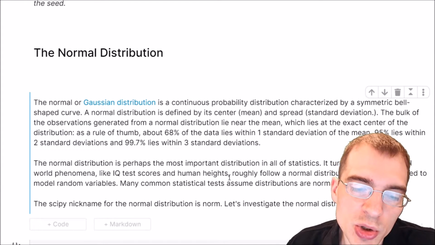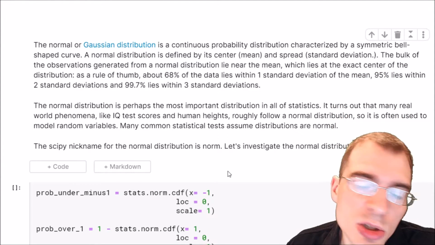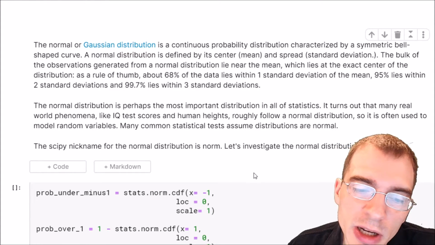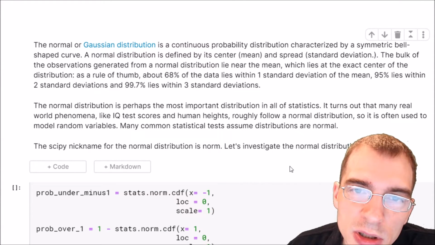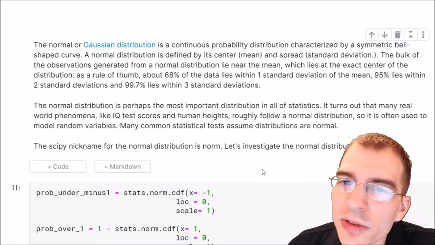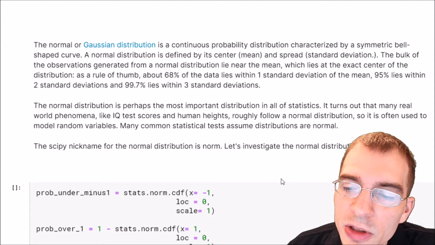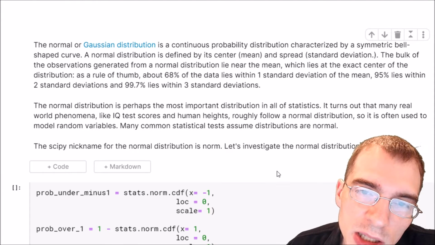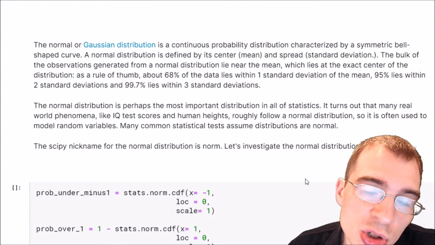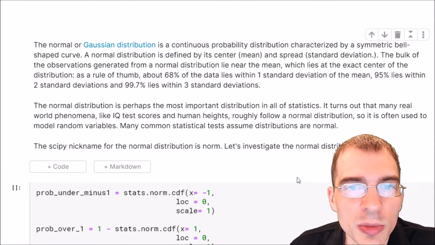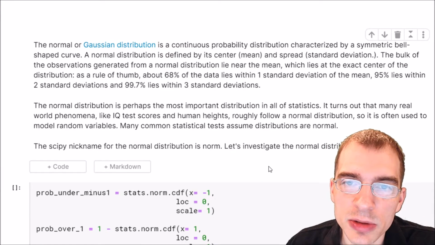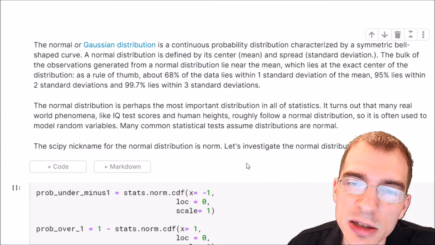The normal distribution is perhaps the most important distribution in all of statistics because it turns out that many real-world phenomena like IQ test scores, the range of human heights, and other things found in nature follow a roughly normal distribution. So it is often used to model random variables, and many common statistical tests and operations assume that distributions are normal or roughly normal. The SciPy nickname for the normal distribution is norm, so let's generate some normal data and investigate the shape of the distribution.